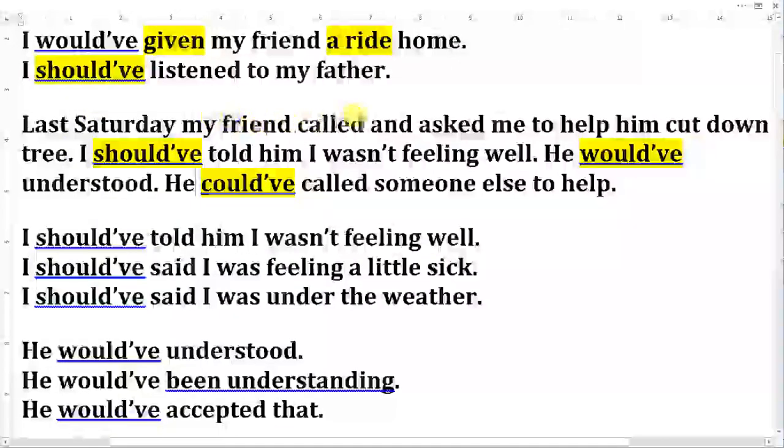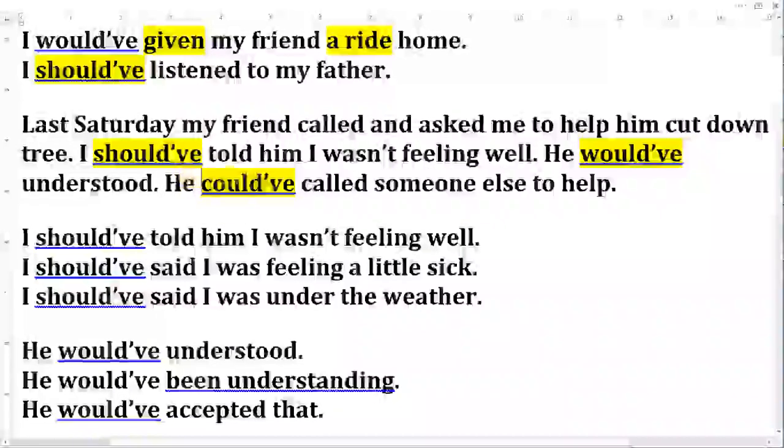O'tgan yakshanba do'stim meni telefon qilib, cut down a tree, daraxtni kesishga yordam berish uchun chaqirdi. I should have told him I wasn't feeling well. Men unga yaxshi emasligimni aytishim kerak edi. He would have understood. U meni tushunardi. He could have called someone else to help. Could have, mumkin edi. U boshqasidan yordam so'rasa ham bo'lardi mendan so'ramasdan.